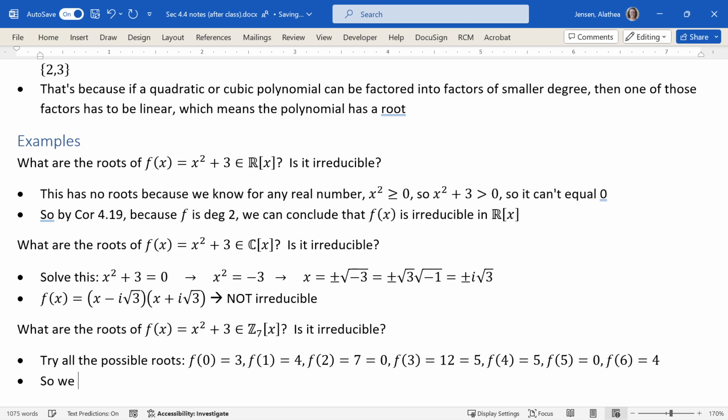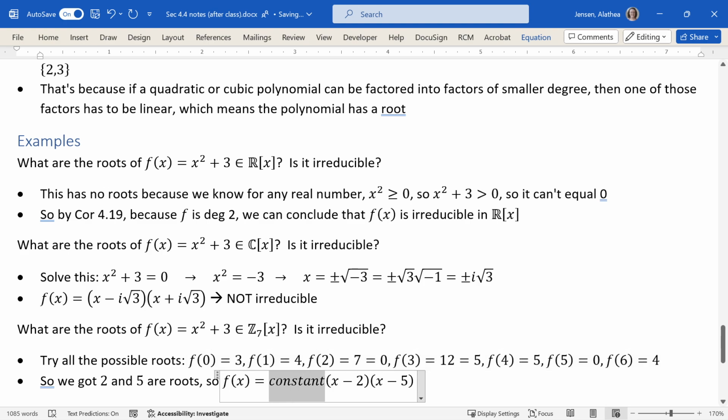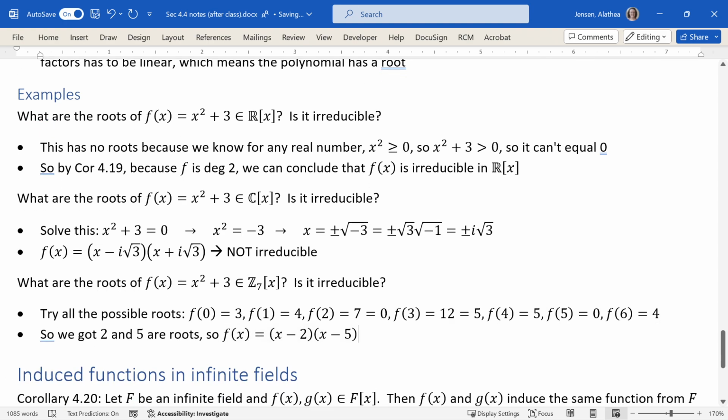Okay, so we got 2 and 5 as roots. What we can conclude from that is that f of x equals some constant times x minus 2 times x minus 5. In this case we don't need to solve for the constant because the coefficient on x squared is 1, so it should just be 1. We can leave that part out. In general, in the future, you might have to solve for what the constant is. All right, so not irreducible.